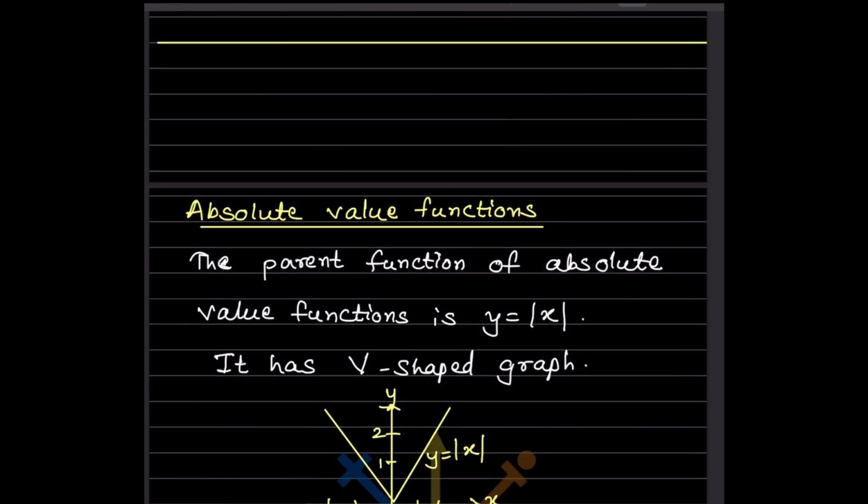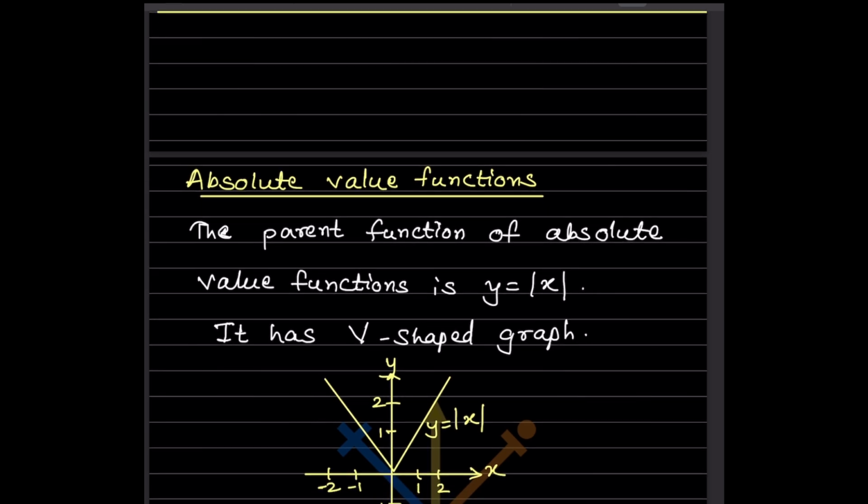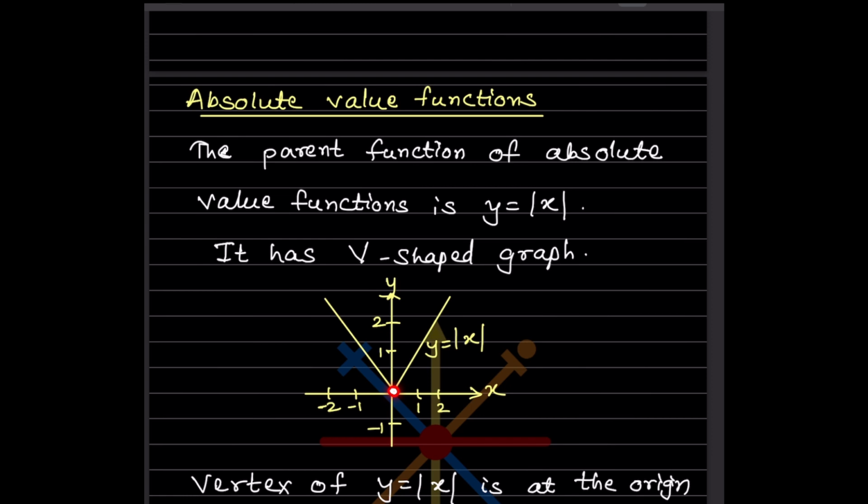Now we will see the absolute value functions. The parent function of absolute value you will always write in this form: y is equal to the absolute value of x. It always has a V-shaped graph. So this is the V shape. And again this V is going to pass through the origin. The vertex is actually at the origin.